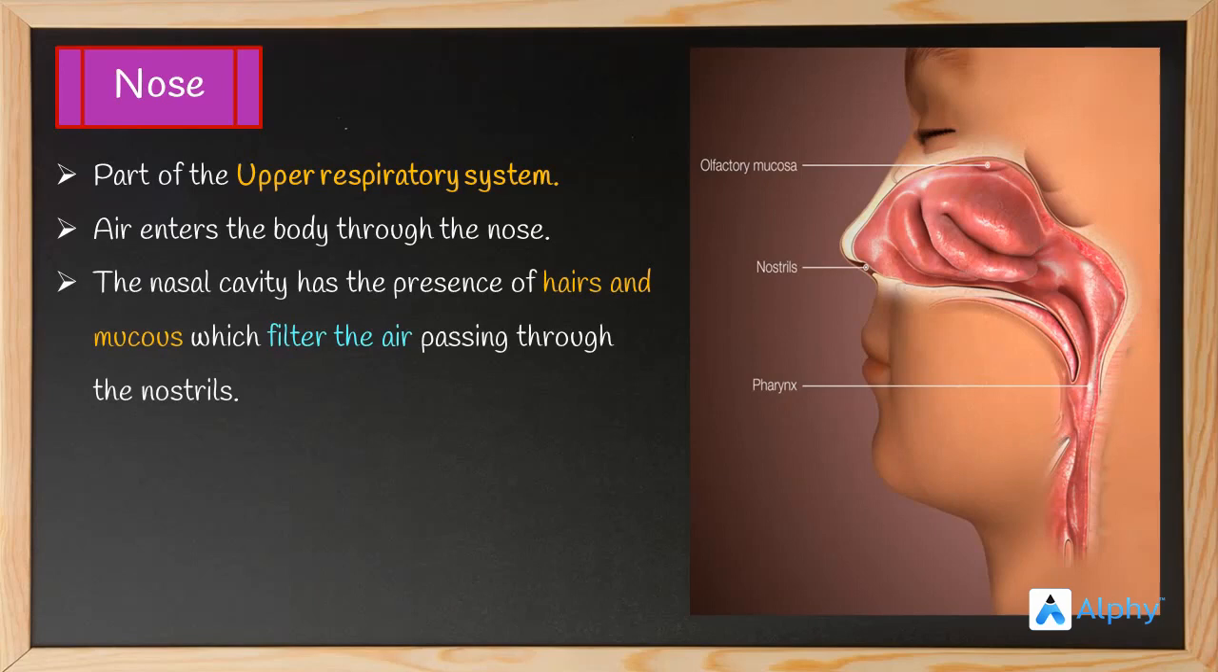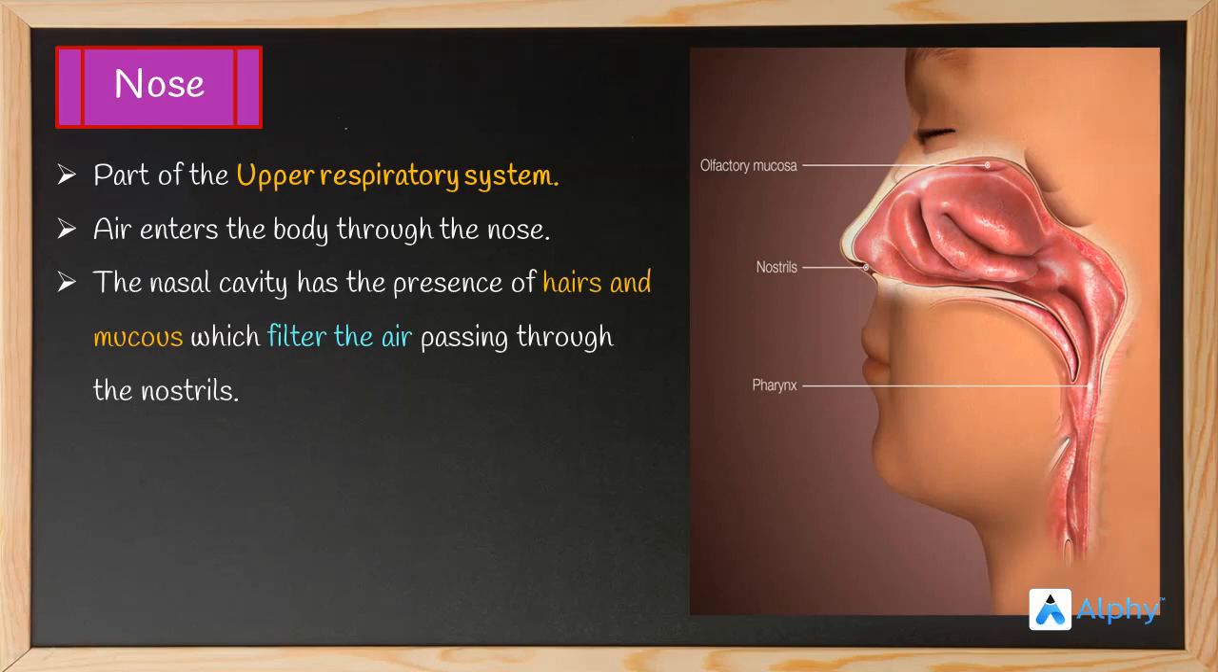Now, there are hairs and mucus present in the nasal cavity. As you can see in this image, the olfactory mucosa is labeled. The function of this olfactory mucosa is to secrete mucus, and that mucus along with the hairs lines our nasal cavity and filters the air which enters our body through the nostrils.